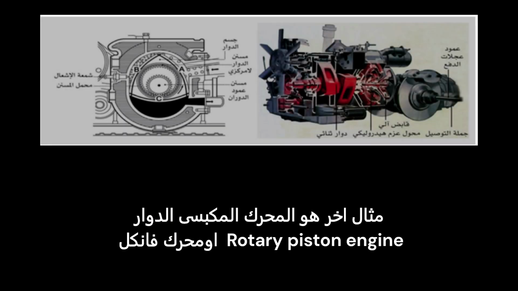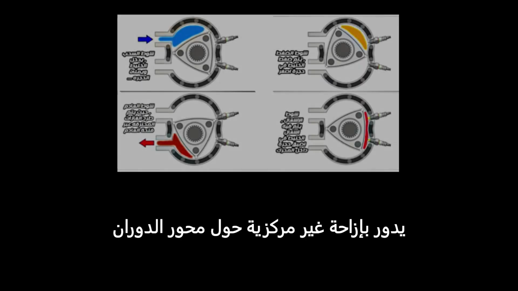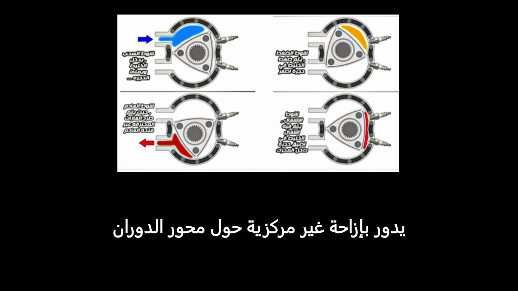Another example is the rotary piston engine, the Wankel engine. The outer flank of the rotor, ABC, represents a piston in which there is a combustion chamber and forms with the inner surface of the fixed engine body the effective working volume. It rotates with an eccentric displacement around the axis of rotation.